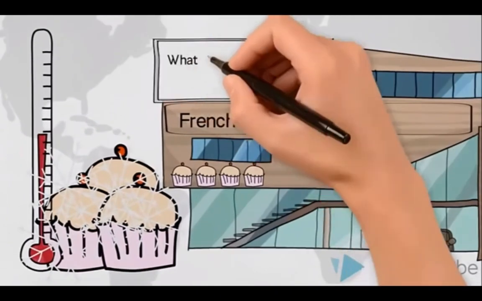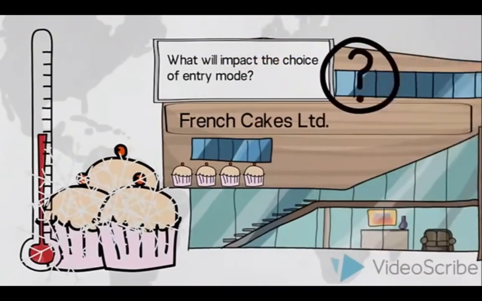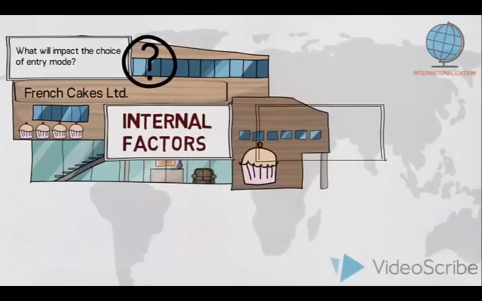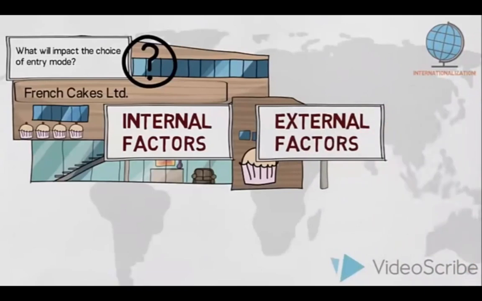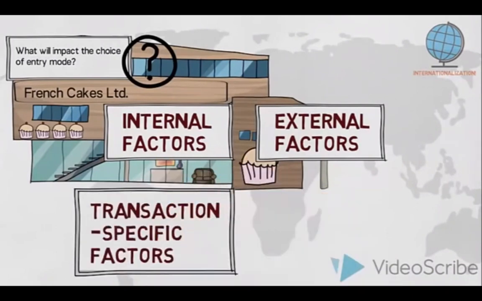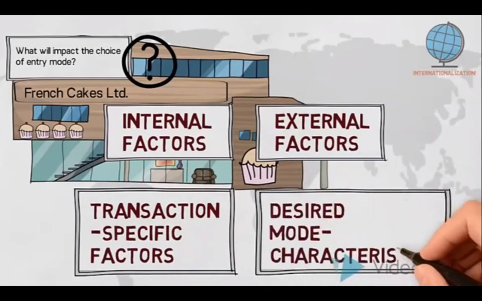So what might impact French cake's choice of entry mode to a foreign market? French cake's internal situation will have an impact. Some external factors about the particular country, region and market of choice will influence that decision. Some conditions related to possible outsourcing of activities are addressed in transaction-specific factors. And finally, French cake's preferences for the different characteristics of the various entry modes will also affect their choice.